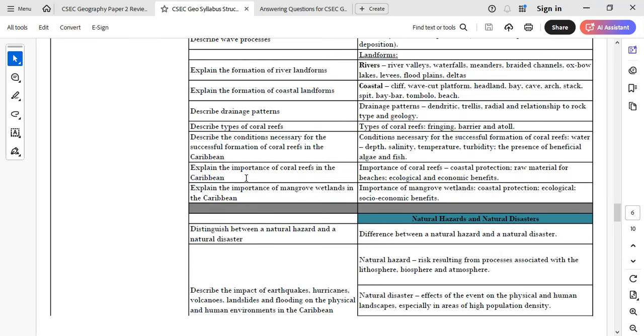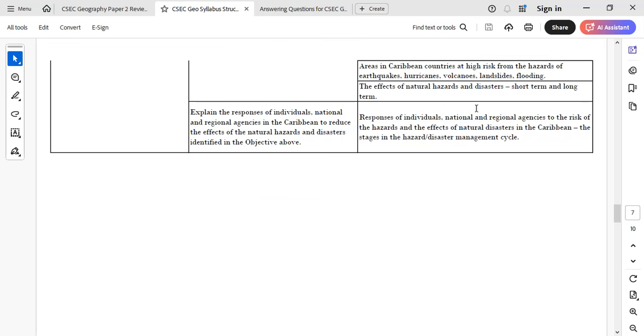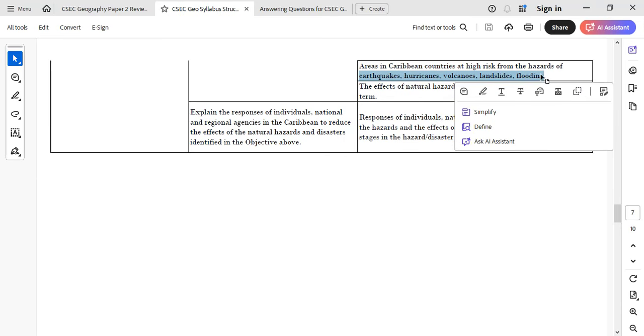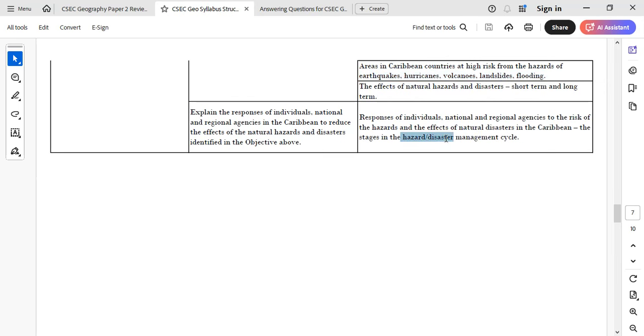At this level, you have 5 to learn, right? And they specify them here. You need to know about earthquakes, hurricanes, volcanoes, landslides, and flooding. What are some of the effects associated with these things? How do you respond to them, using, of course, the disaster management cycle? Remember, you have the mitigation, your preparation, your response, and your recovery.